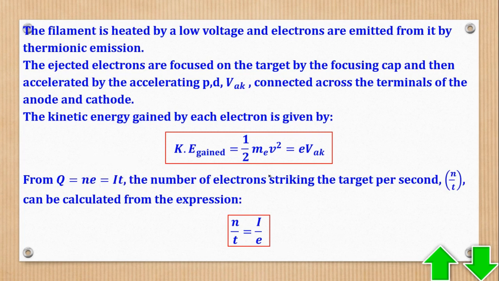So they can ask for the number of electrons striking the target per second. That means that you have to get the current, and having the current, you divide by the electronic charge. Or they ask for the total number of electrons, or they ask for the total charge, which will be Ne, or they ask for the speed, which can be got from this expression.